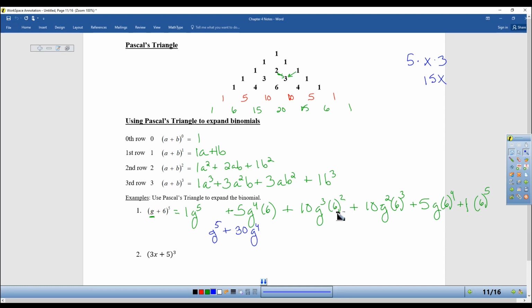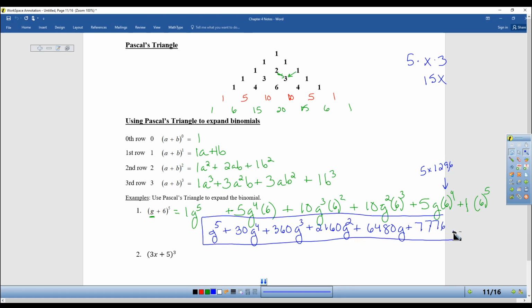And then 6 squared is 36 times 10 is 360 g to the 3rd. 6 cubed is 216 times 10 is 2160 g squared. Ooh, I might have to get out my calculator for this next one. And then 6 to the 4th, I think, no, maybe I don't know it. 36 times 36 is, oh no, just g. Yeah, 6 to the 4th is 1,296 times the 5. So this piece right here is 1,296, but I still need to multiply it by the 5, which gives me 6,480 g to the first, and then plus 6 to the fifth, which is 7,776.